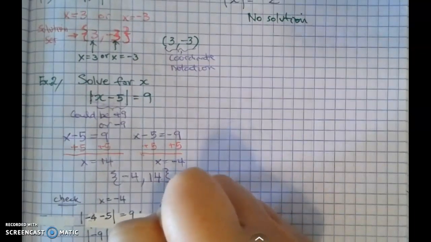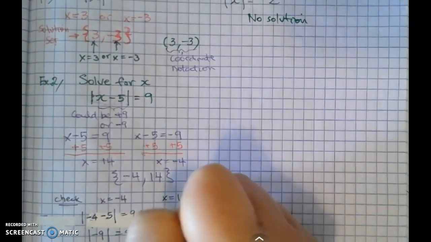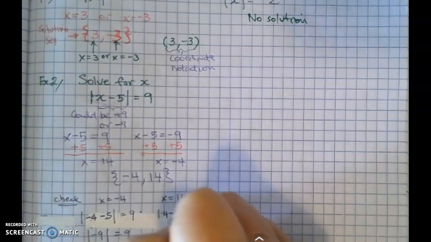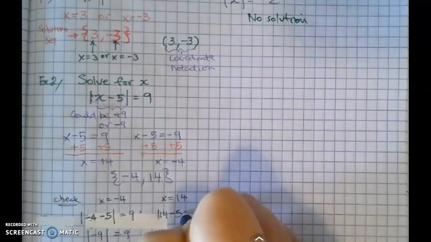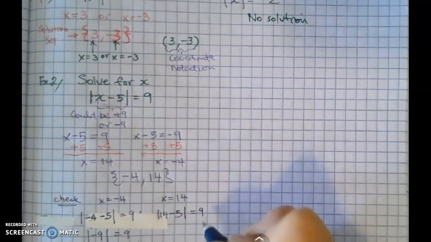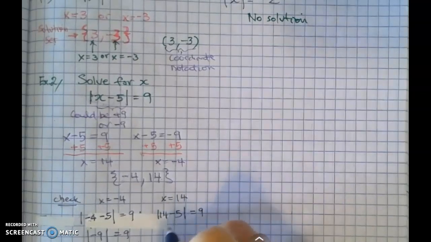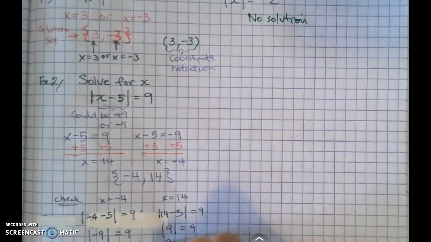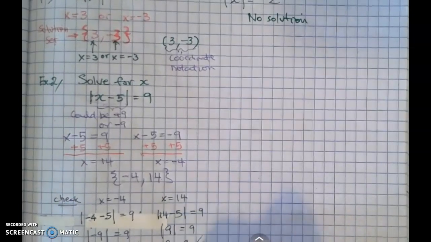What about the other solution? x is 14. Let's plug it back into that original equation. Absolute value of 14 minus 5. Is that equal to 9? Well, 14 minus 5 is 9, and taking the absolute value of 9 is still just 9. And 9 is equal to 9, so it checks out.